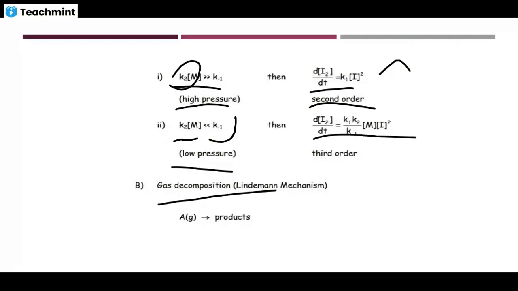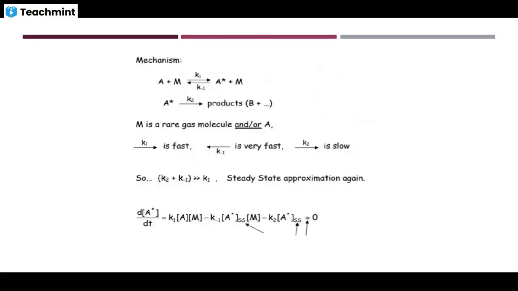Gas decomposition, the Lindemann mechanism. A gas gives product. What is the mechanism? A plus M, where M is a rare gas, goes with K1 to A star plus M, then the A star gives the product with K2 to product B. K1 is fast, K minus 1 is very fast, and K2 is slow.